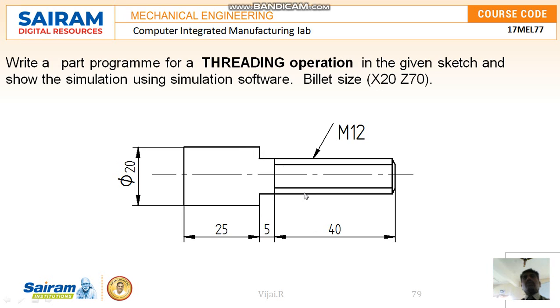So the job is given directly; we are not going to do the threading operation here. First of all, we should know what all the operations are. In this raw material, the first operation is to remove this 20 mm diameter over a 45 mm length, so 20 should be reduced to 12 mm for a 45 mm length. Then we go for the grooving and threading operation. So two operations are we going to do here.